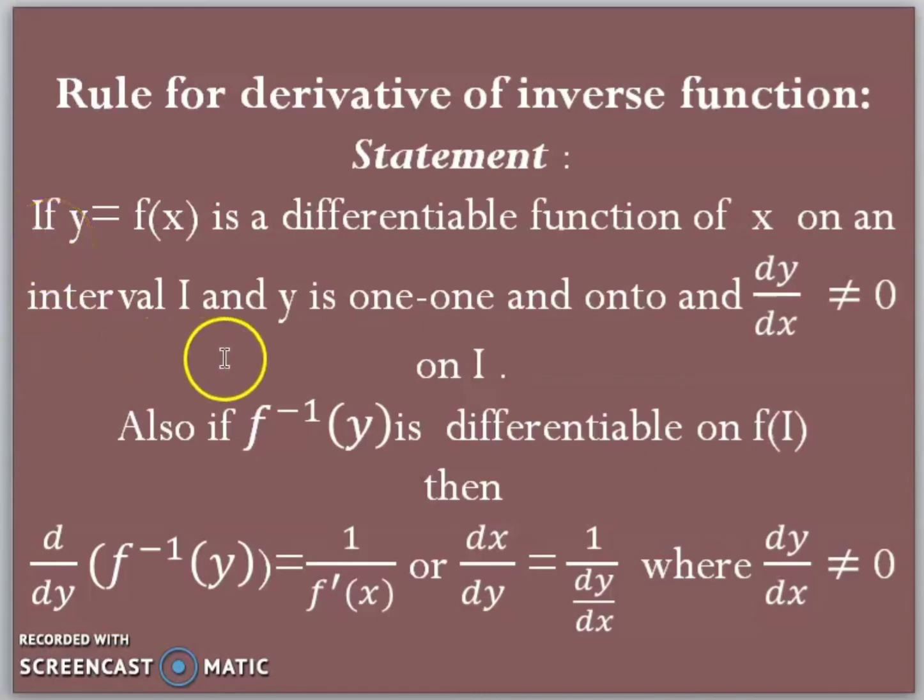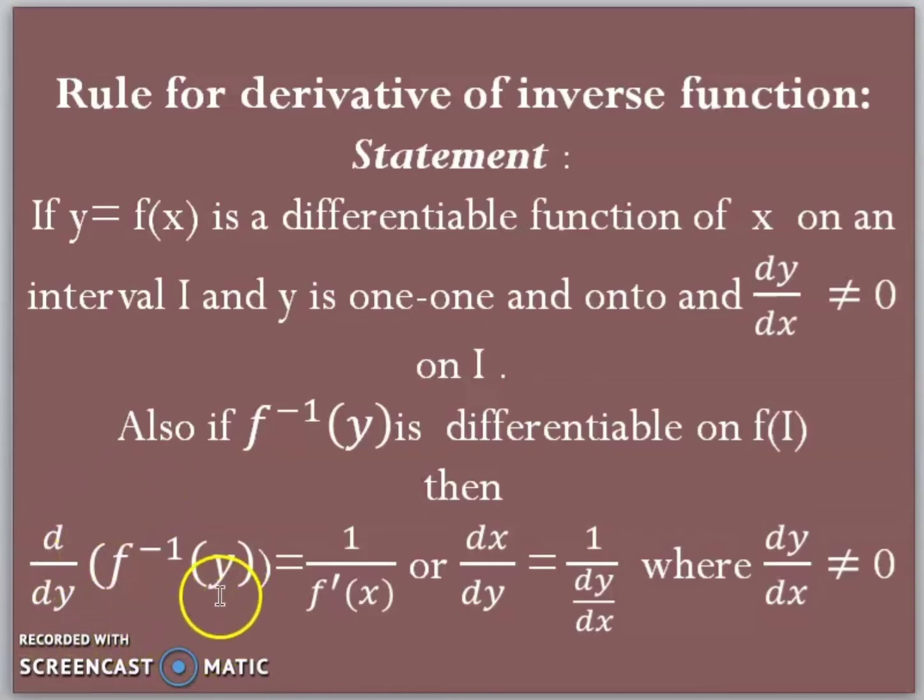Then another thing is the function y is equal to f(x) is 1 to 1 and onto, which means that its inverse f inverse(y) exists. The third condition says dy by dx is not equal to 0. This is written because in the end you can see the expression 1 upon dy by dx. If it has to be written and has a meaning, your dy by dx should not be 0. And then also written here is f inverse(y) is differentiable on f(I). That means the derivative of f inverse(y) with respect to y, which means d by dy of f inverse(y), exists.